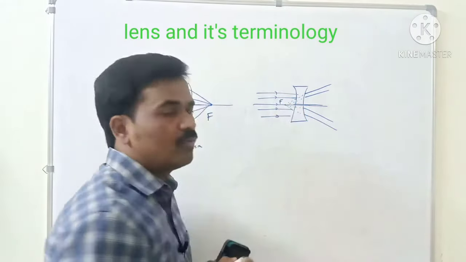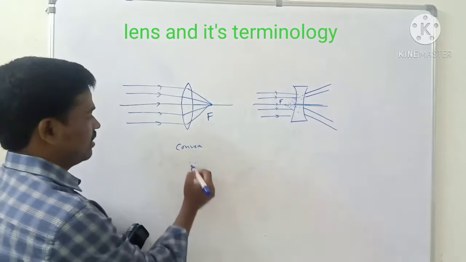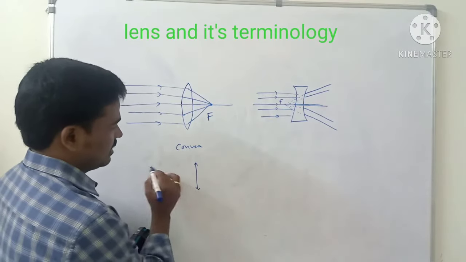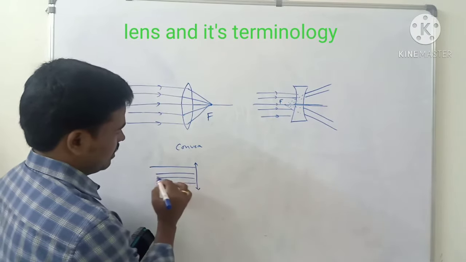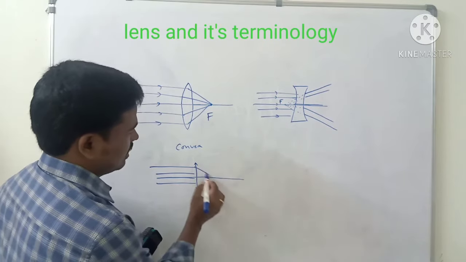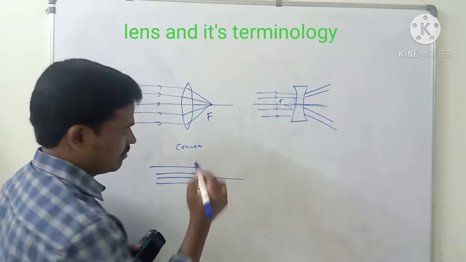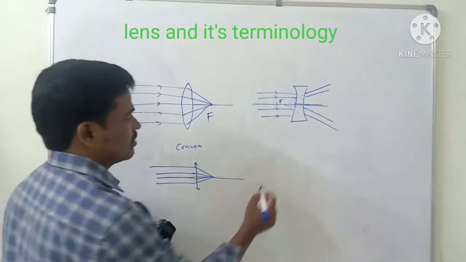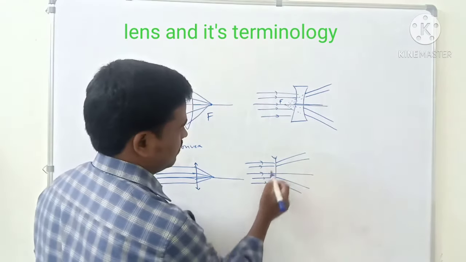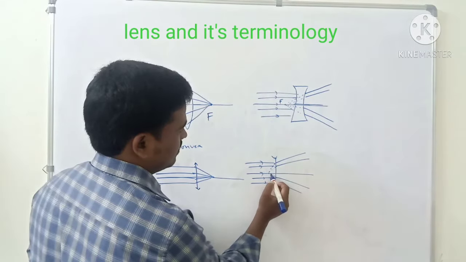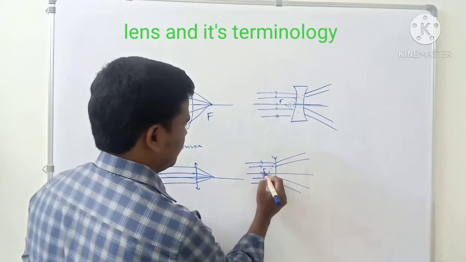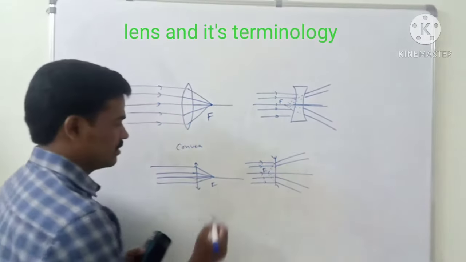We need not draw the whole diagram; you can draw it using the symbol like this. If this is the principal axis and this is a parallel beam, what do they do? They go like a diverging beam, as if coming from this point. This is a focus, and this is also a focus.